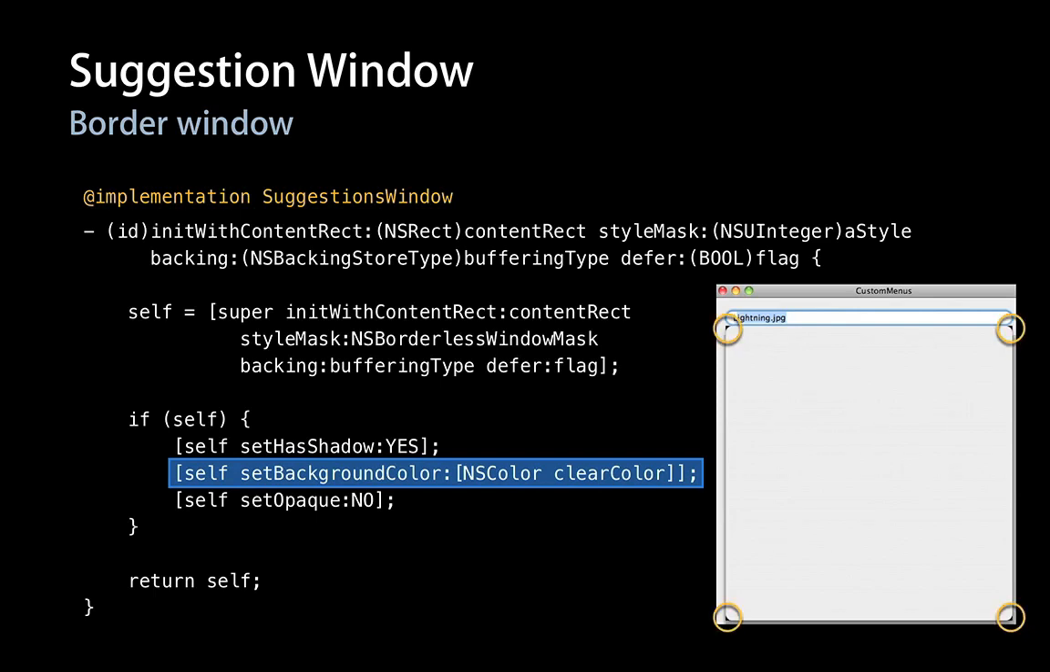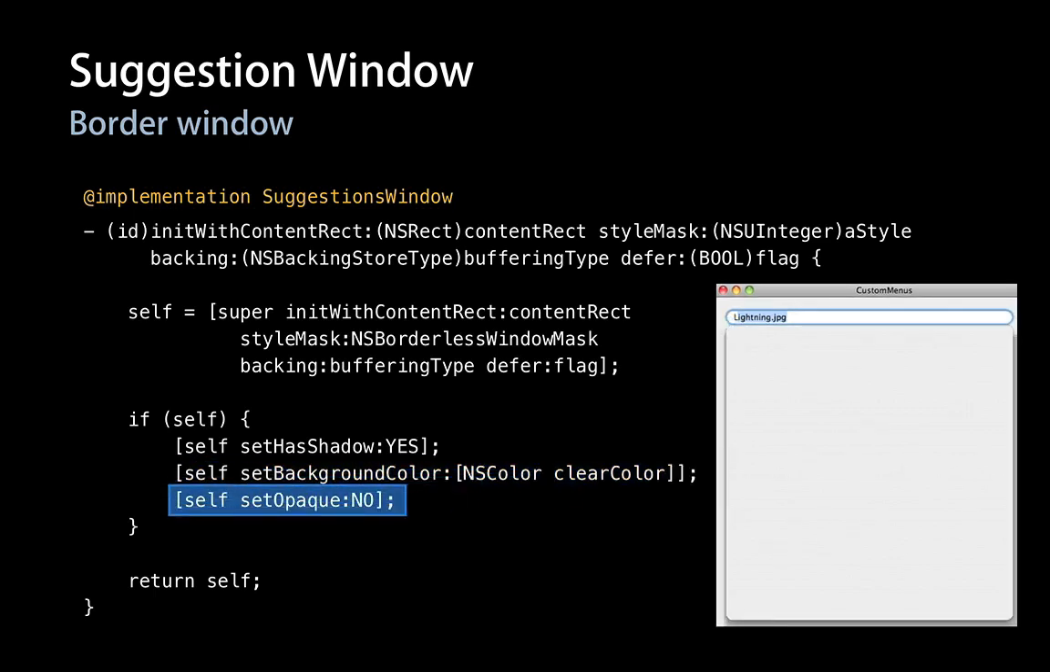But then we get these black tips. We're getting a rounded drawing, but we have these black tips. That's because the Windows server doesn't realize that this window has some transparency in it. It still thinks it's completely opaque. So we tell the window, set opaque no. At this point, the Windows server does the appropriate compositing, and we have a nice rounded cornered window that looks a lot like a menu. We're ready to add content.